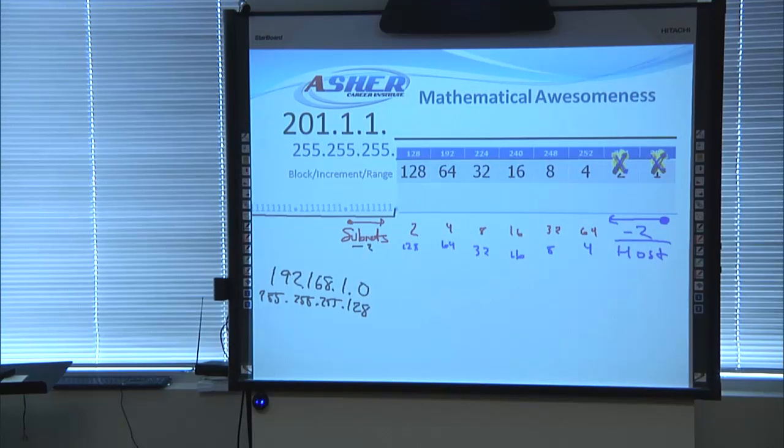So what is your block size? It's 128. Okay. And how many hosts are you going to have? 128 minus 2 is? 126. So go ahead and draw out your 2 subnets and draw your ranges.